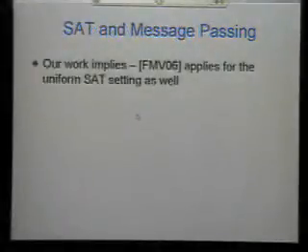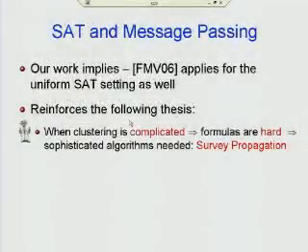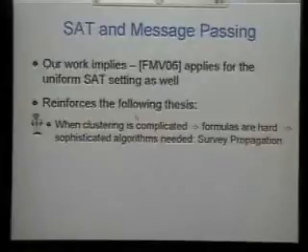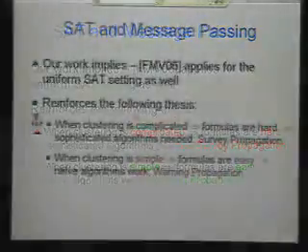Our work also implies that this warning propagation algorithm works for uniform SAT. And so it reinforces maybe the following thesis. When the clustering is complicated, then survey propagation is known to work. When the clustering is simple, then the naive warning propagation already works. Instead of calling that BP, belief propagation, you call it warning propagation. It's different. BP involves probabilities, and this is discrete. This is the discretized belief propagation.